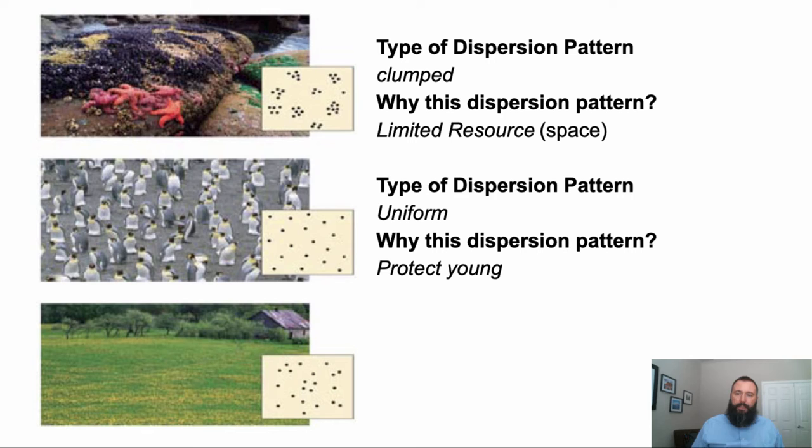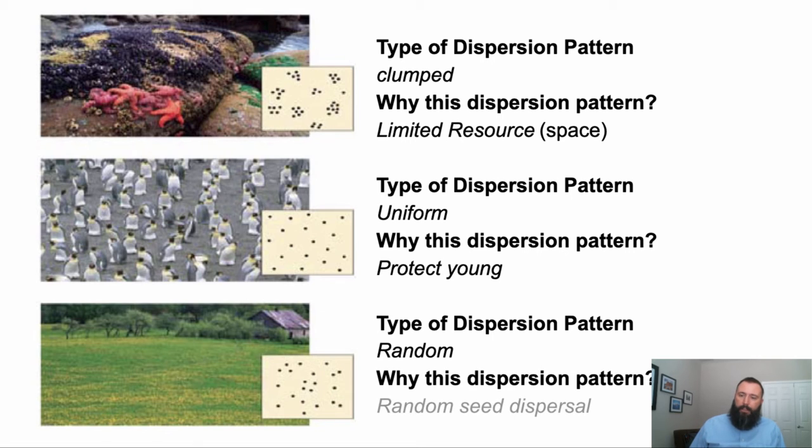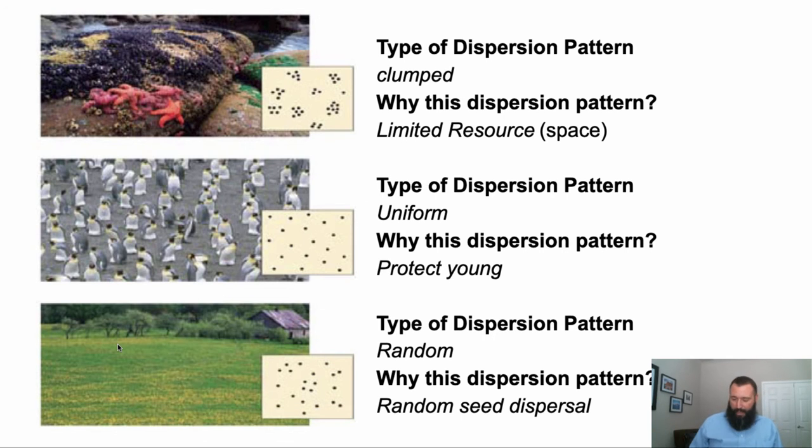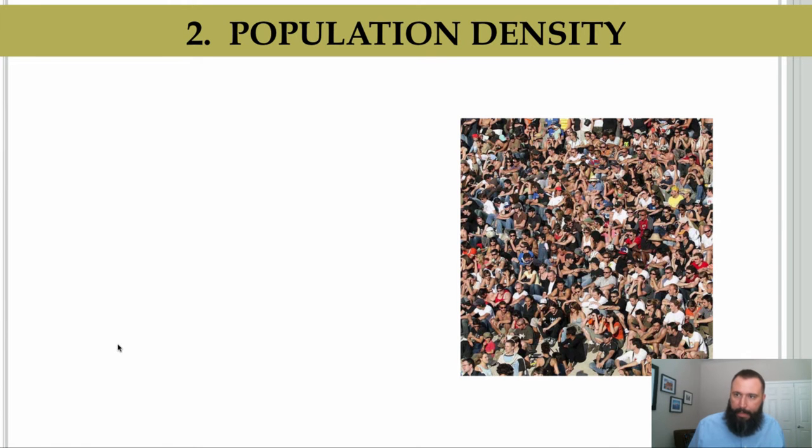The reason for this is an effort to protect their young. Take a look here. The last one is random dispersion. We're going to see this oftentimes with maybe random seed dispersal, right? There's no rhyme or reason as to why a seed might implant in the soil that is carried by the wind, right? It might end up here in this area just as much as it might end up further back in the picture. It's random, and so therefore that life then will sprout up in random spots.